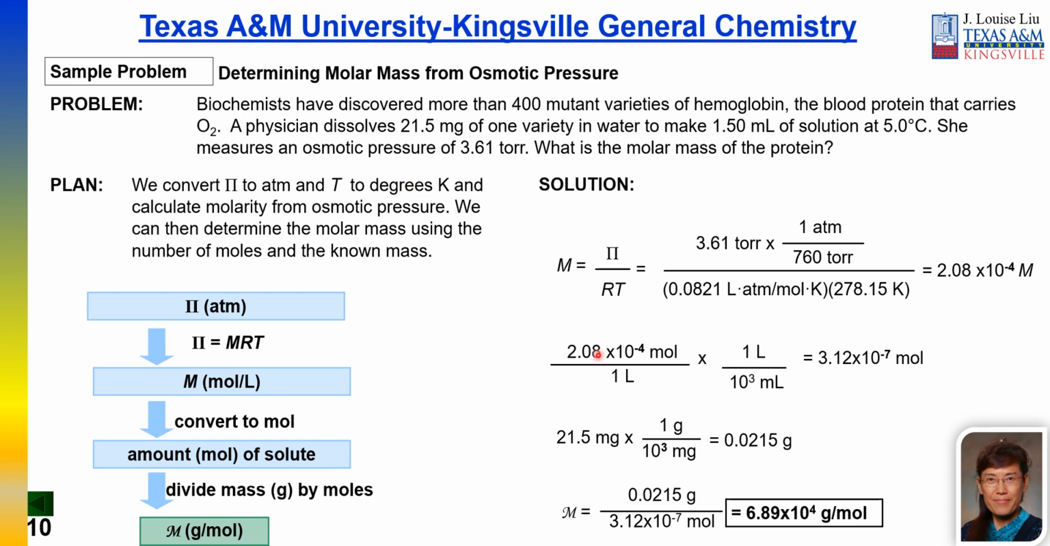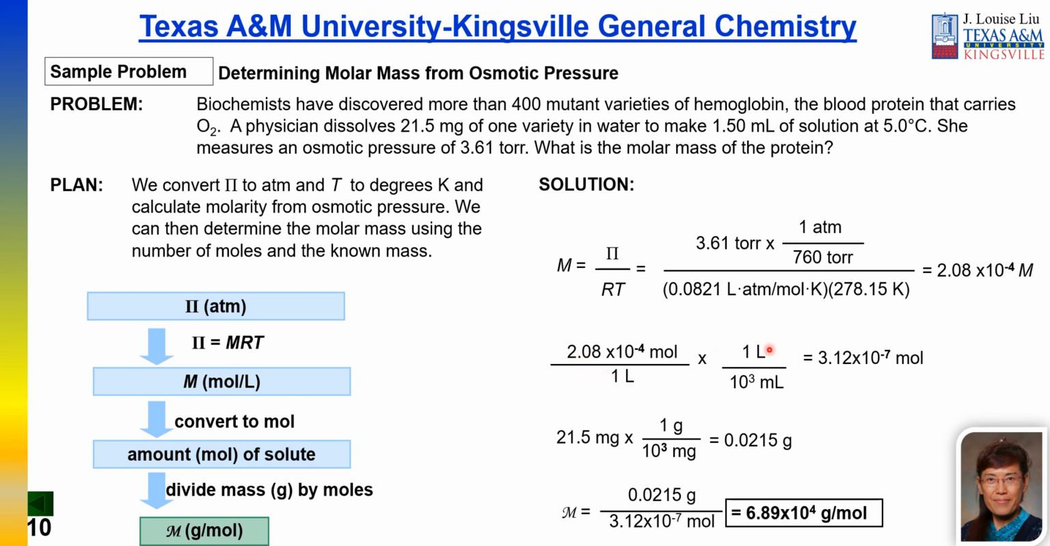molar mass. Let's see. Our molarity equals the osmotic pressure divided by RT. Osmotic pressure 3.61 torr converted to atm, you divide it by 760. And then use your ideal gas constant multiplied by the temperature in Kelvin. So my calculation for the molarity is 2.08 times 10 to the negative 4 mole per liter.